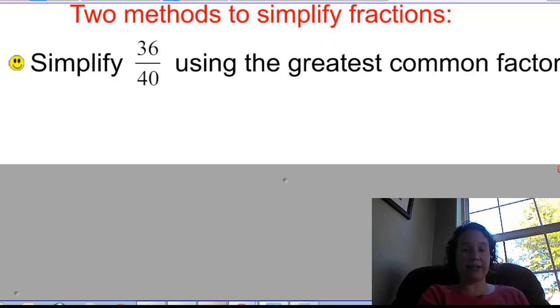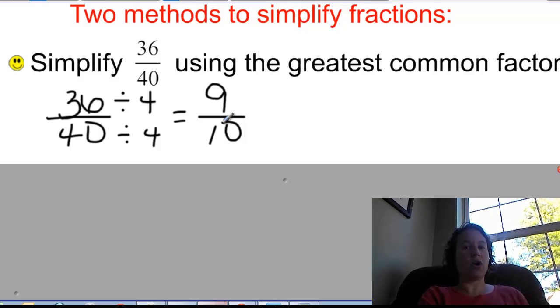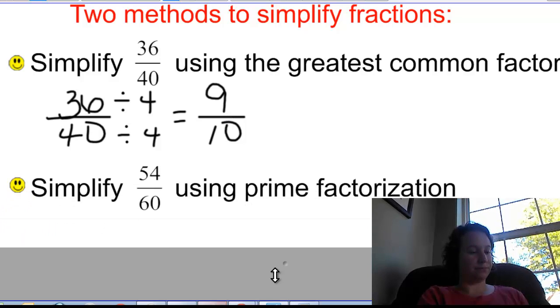I'm now going to use that greatest common factor, and divide both the numerator, the top number, and the denominator, the bottom number, by 4. When I want to find an equivalent fraction, I need to do the same thing to both the top and bottom. 36 divided by 4 is 9, and 40 divided by 4 is 10. There are no factors that 9 and 10 share other than 1, so 9/10 is in lowest terms. I've used the greatest common factor to put 36/40ths in lowest terms.